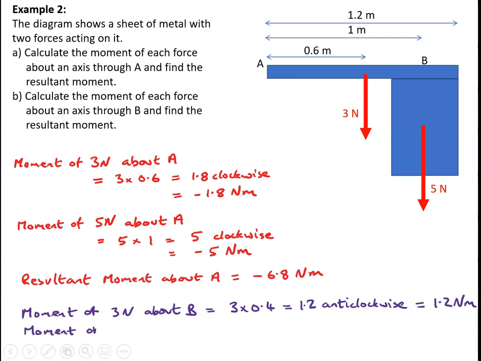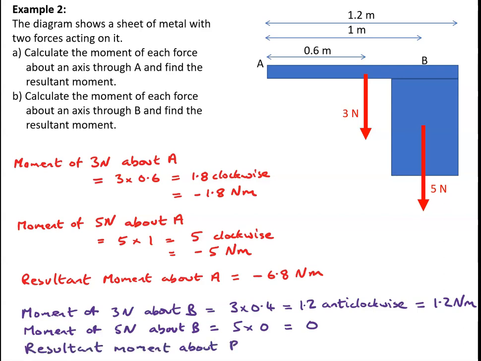And the moment of the 5 Newton force about B is 5 times 0, because the 5 Newton force actually acts through the point B. So that gives me no moment at all. So that gives me 0. And the resultant moment about B is 1.2 plus 0, which is 1.2 Newton meters.